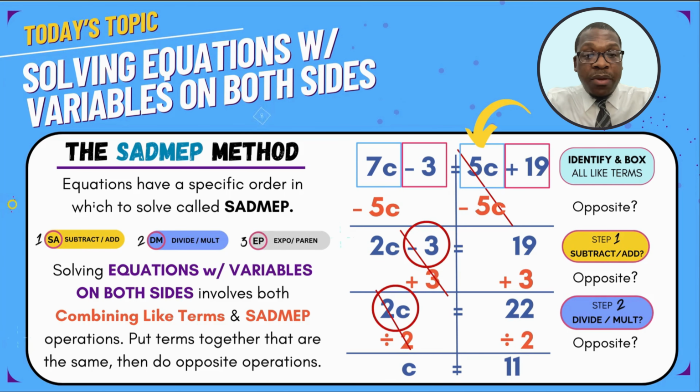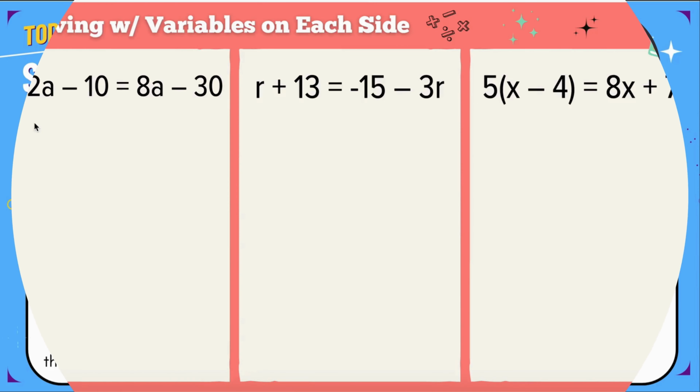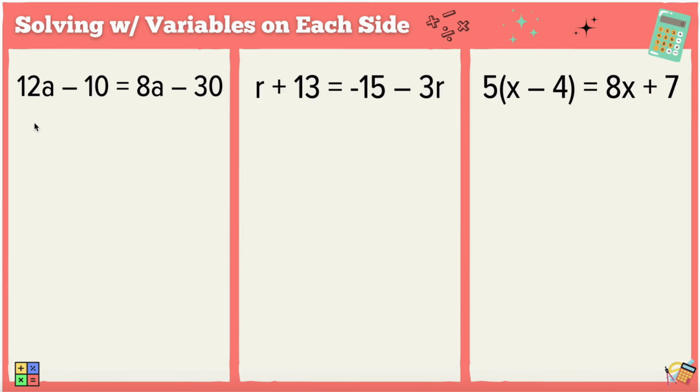Okay, now that we've seen how to solve these problems, let's go to a few more examples and see if we can understand this concept just a little bit better. We're taking a look at solving with variables on each side by seeing just a couple more examples. We're going to start with 12a minus 10 equals 8a minus 30.